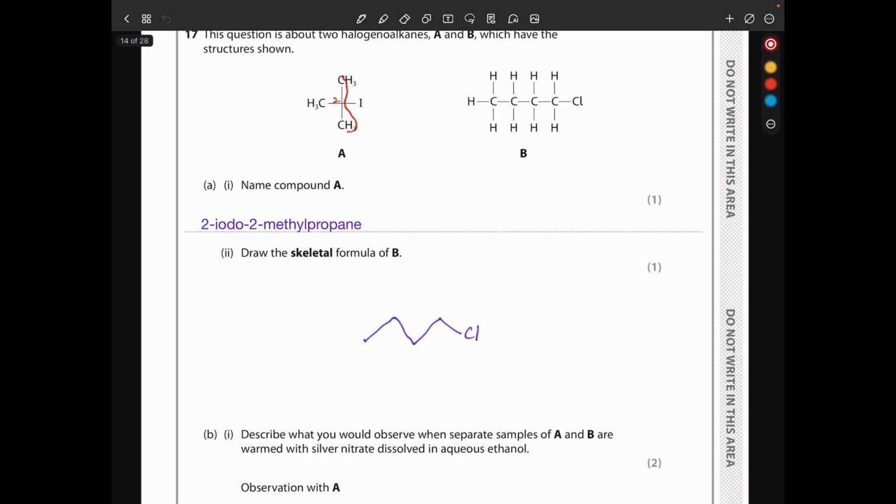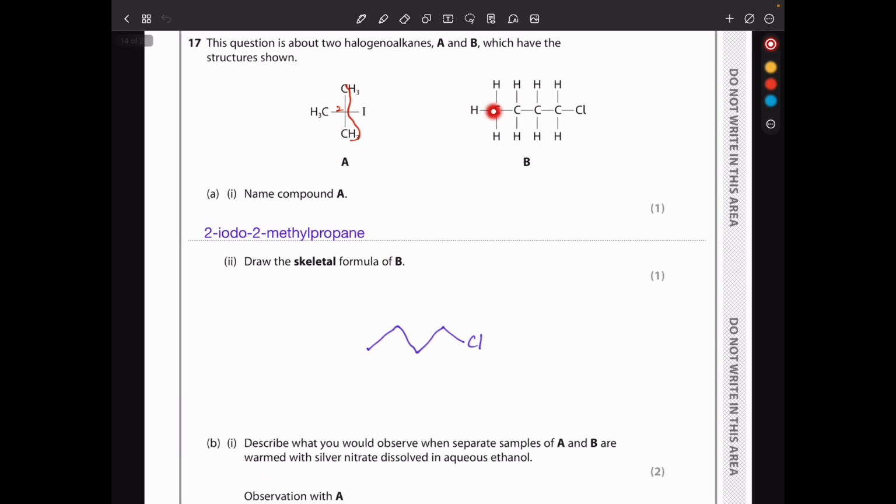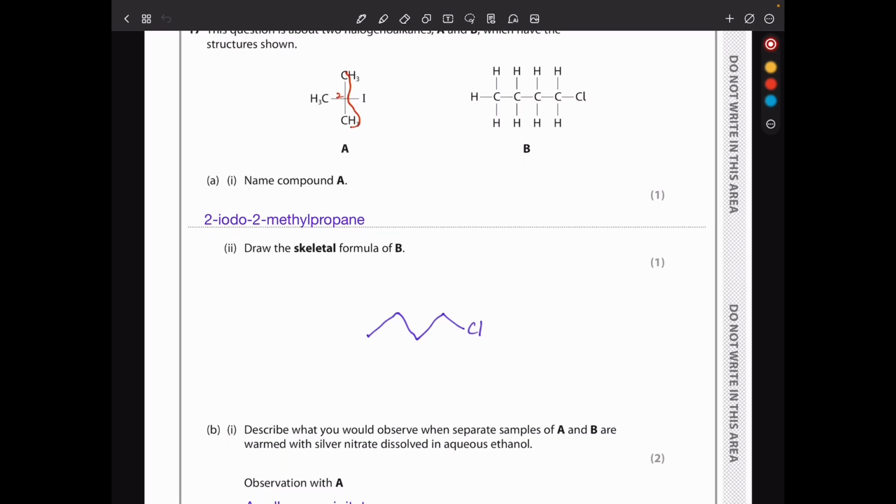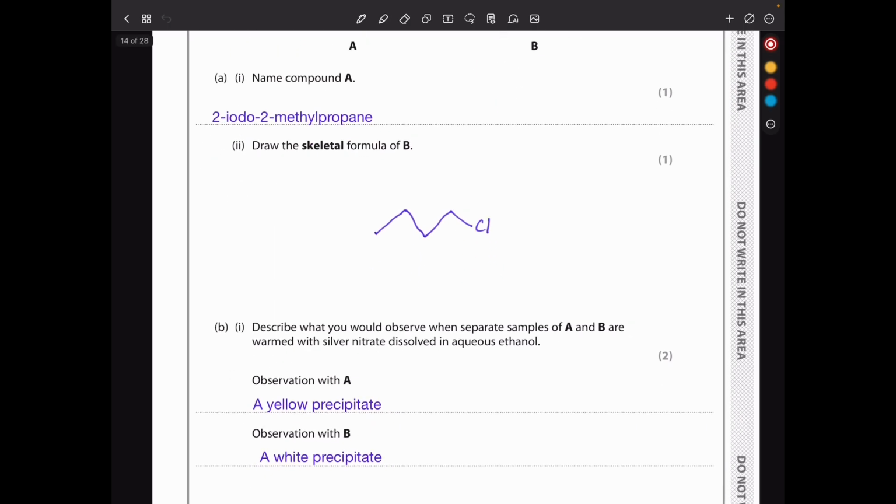They say draw the skeletal formula of B. B has 1, 2, 3, 4 carbons, so 1, 2, 3, 4, and then connecting a bond to Cl. In this case, remember we exclude the hydrogens, we exclude the carbons when we're writing the skeletal formula, but we include the functional group like Cl.